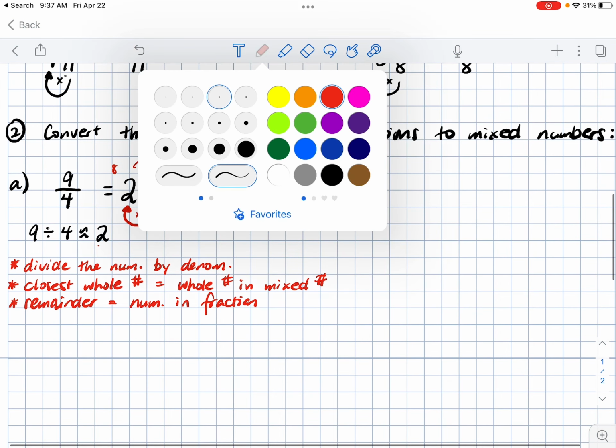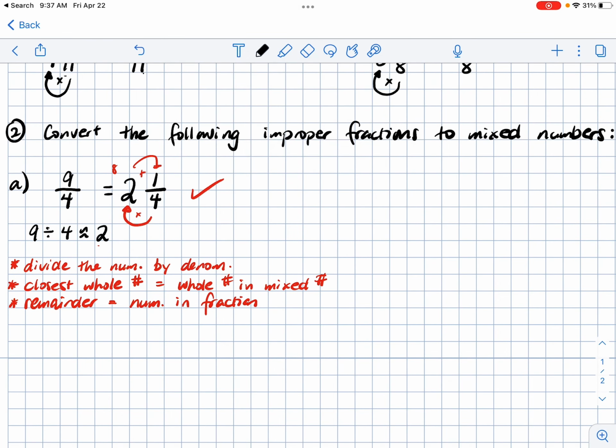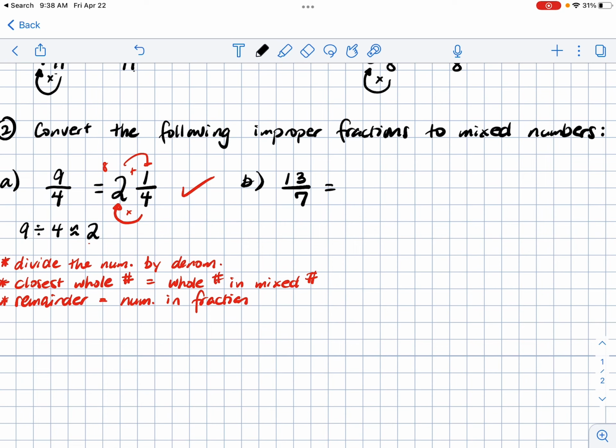Okay, so now I'm going to give you 2 more examples to work through on your own before you check the answers. So let's do B. How about try 13 over 7? Again, think about the equivalent mixed number. And then finally, let's do one more. Okay, let's do 22 over 8.